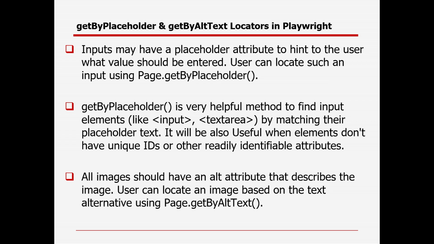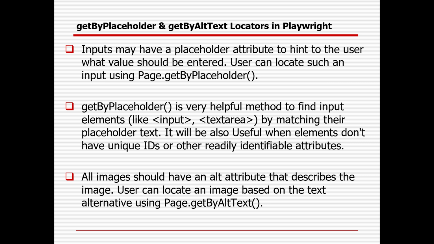Inputs may have a placeholder attribute to hint to the user what value should be entered. User can locate such an input using the page.getByPlaceholder method. GetByPlaceholder is a very helpful method to find input elements like input or text area by matching their placeholder text. It will also be useful when elements do not have their unique IDs or other readily identifiable attributes.